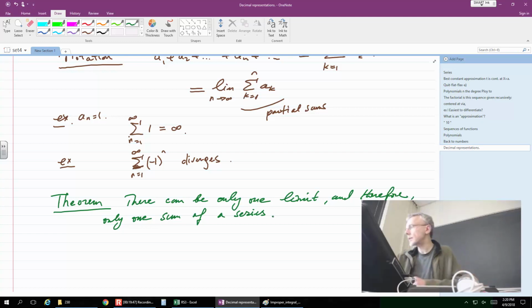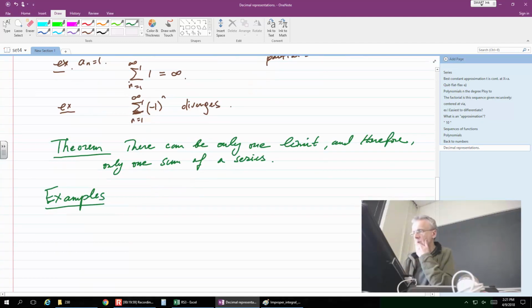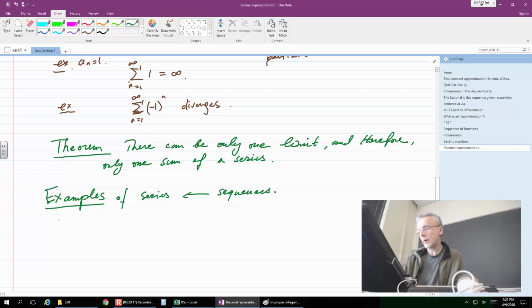Let's take a look at some more examples of series. All examples are based on examples of sequences. Where they come from, they never come as series. They come as sequences. So the simplest one is constant.